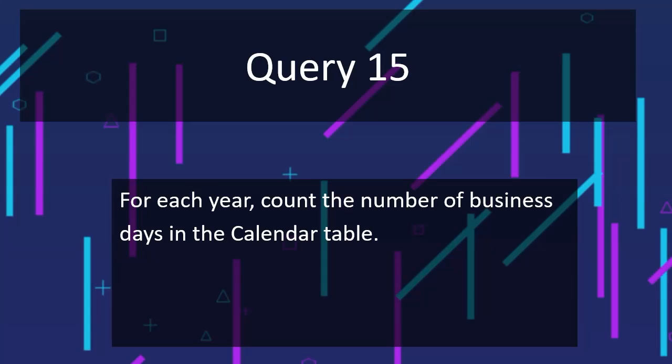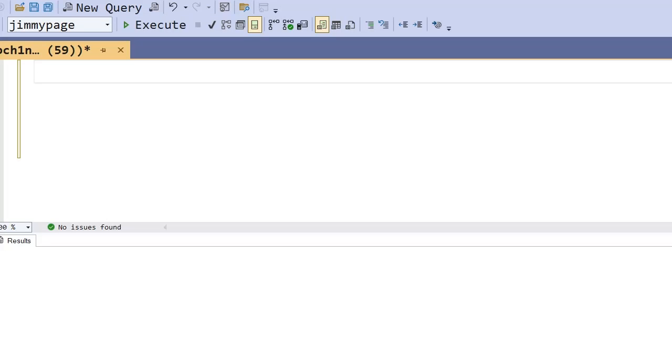Here is the question for query 15. For each year, count the number of business days in the calendar table. In query 15, we're shifting focus to the calendar itself, not stock prices. The calendar table has one row for every single day on the calendar, and each day is labeled with a day type, either business, weekend, or holiday. What we want here is a count of all business days, the regular work days, for each year.